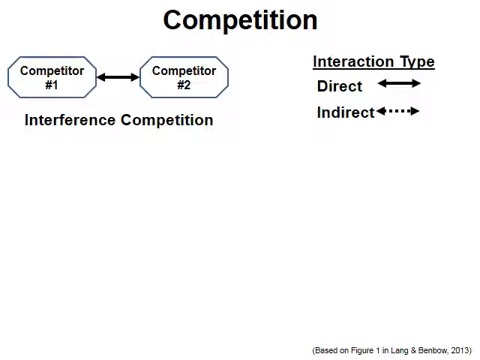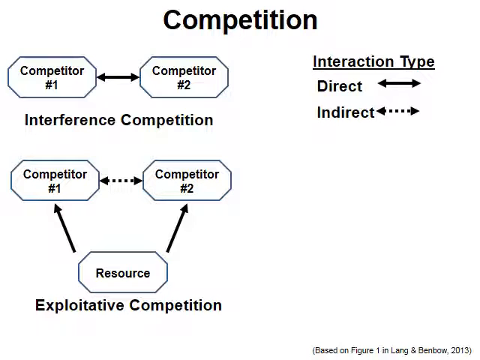What kind of competition might they have? Well, there's lots of different kinds of competition. One type of competition is interference competition, where there is direct interaction between the two competitors. They're fighting, physically interacting with each other over a particular resource, whether it's food or shelter or mates or space or whatever.